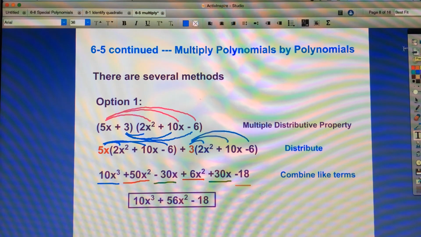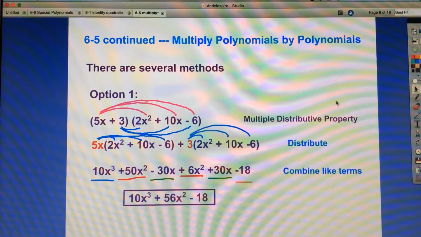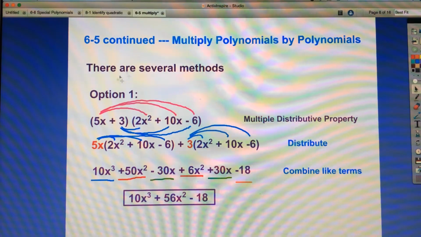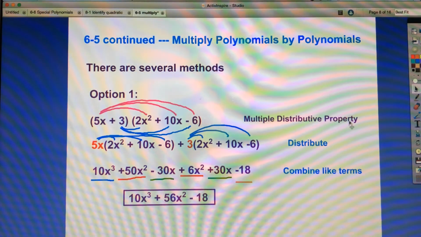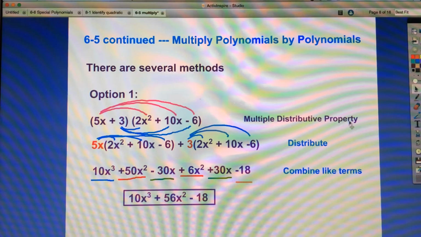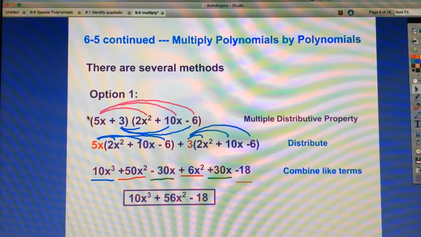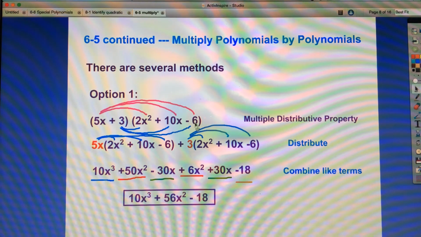So let's take our time, okay? There are several methods. Option 1, just using multiple distributive property. You're not using just FOIL anymore because FOIL is only for a binomial times a binomial, 2 times 2. We now have a binomial times a polynomial, or you might call it, in this case, a trinomial, because there are 3 terms.